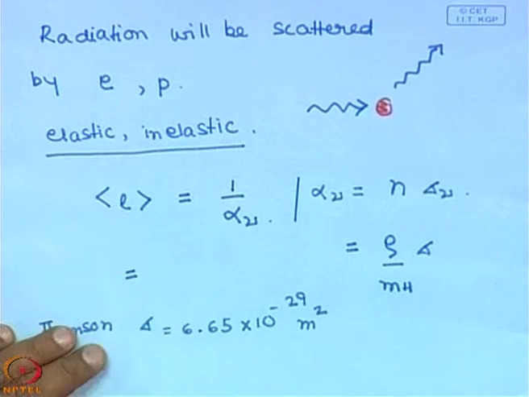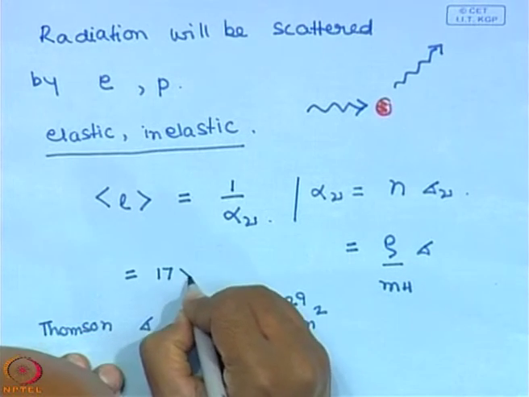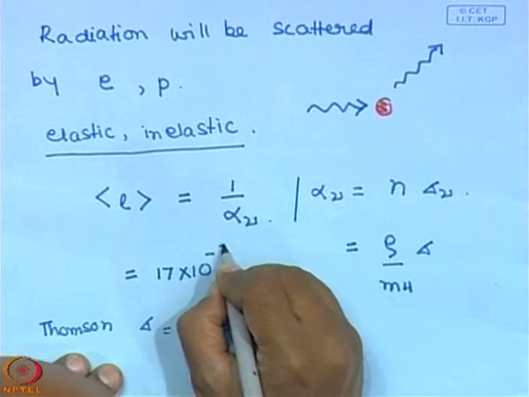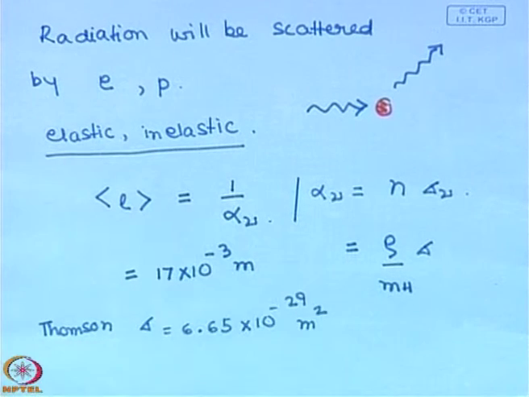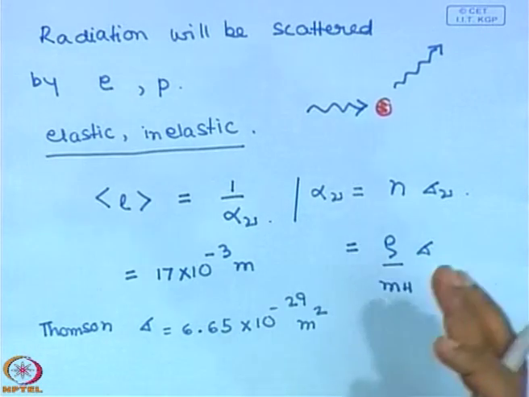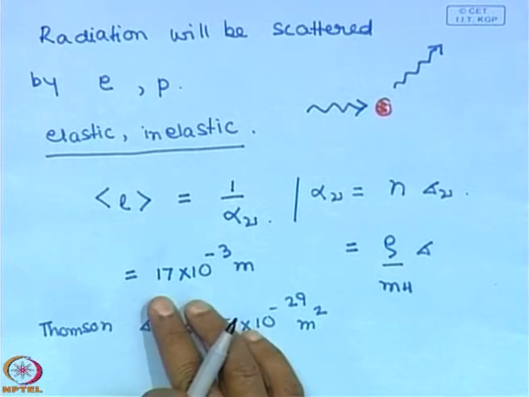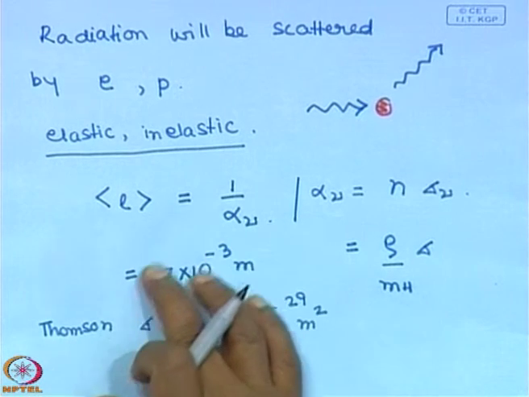equal to 17 into 10 to the power minus 3 meters. So, it is around 1.7 centimeters. Okay, this is the minimum scattering that you will have. In reality, the scattering could be more, the density could be higher towards the center. Further, you could have other inelastic processes also contributing, the Compton scattering, etc., and you would expect the mean free path to be actually smaller than this.